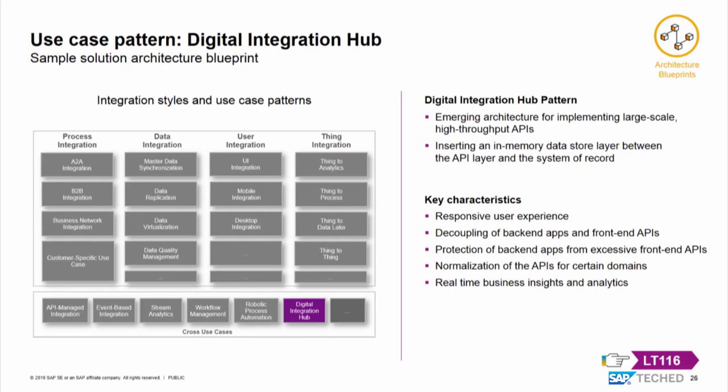You can expose a responsive user experience, a user interface, to your front-end applications, being mobile applications. You can decouple the front-end APIs in this pattern from the back-end applications. You can protect your back-end applications, and you can also expose a neutral API to your outside world, and then also react with business insights and analytics to this pattern. We have also a dedicated lightning talk on this one, where you will also get more details.